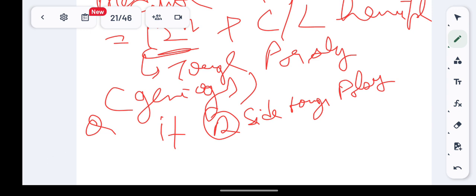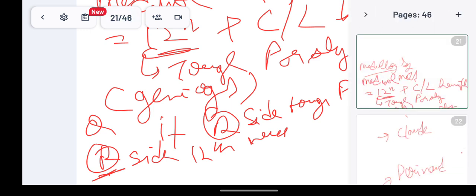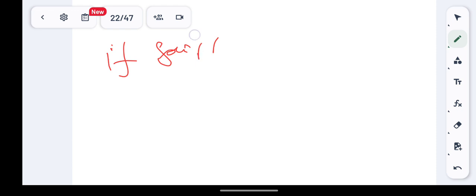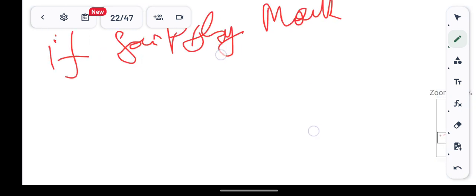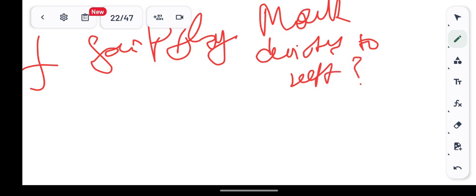So if the right side of the tongue is affected, the right side 12th nerve is affected. Remember, ipsilateral side, not contralateral side. And suppose a different question, not related to this, came: if facial palsy is there and the mouth is deviated to the left side, then which side of the nerve is involved?